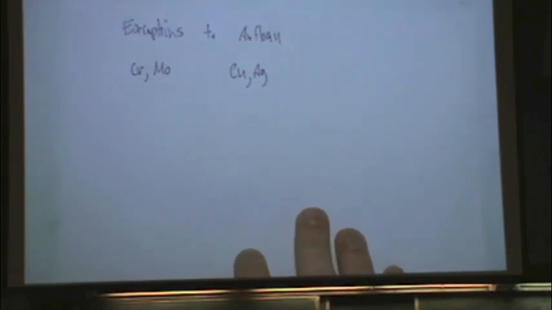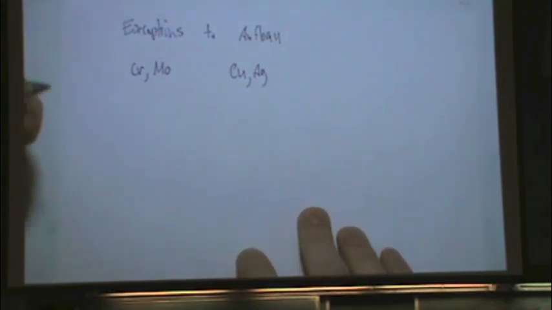But that's not the case for group 6 in the transition metals, so chromium and molybdenum, and also in group 11, so copper and silver. These guys do not behave the same. So let's talk about the exception there. What happens here is the s orbitals don't fill completely.